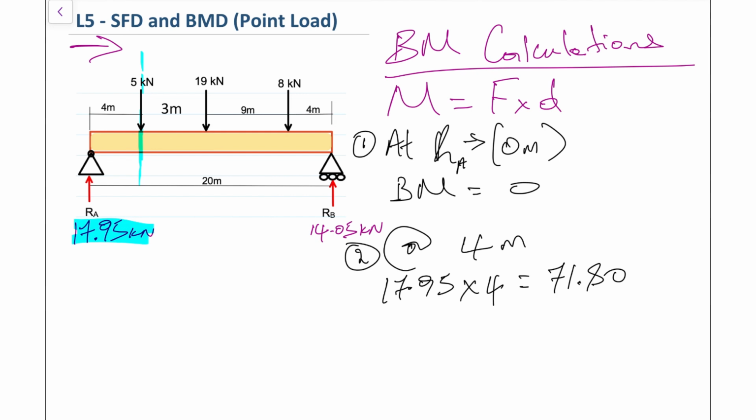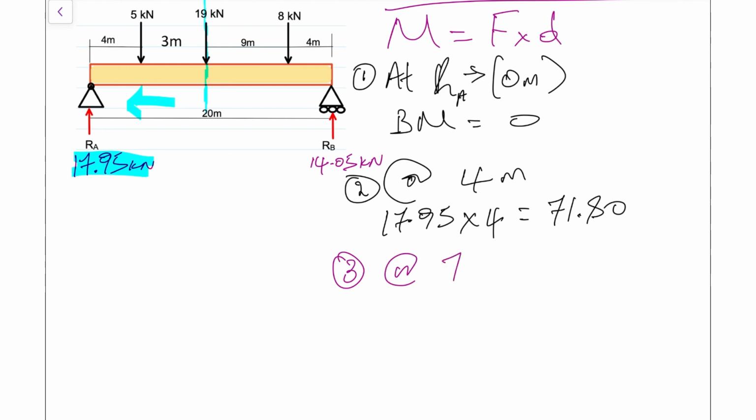So now on to the next point. So we're going now to that 19 kilonewtons mark. So I'm going to clear that, and we're now right here at the 19 kilonewtons mark. And what we're interested in is any force acting to the left of that point right there. And at this point, we have only 2 forces acting to the left of that point, which is our 17.95 kilonewtons as well as our 5 kilonewtons. So let's do the calculation for that. So at that 7 meter mark, let's do our calculation.